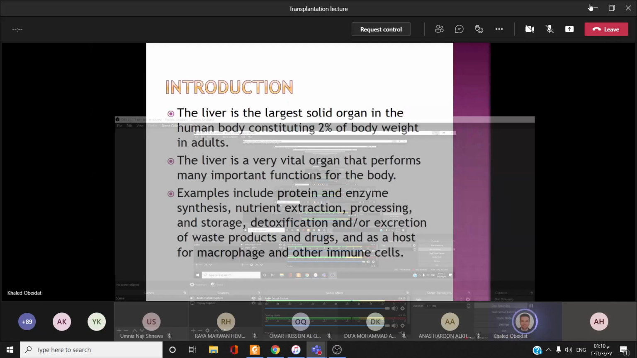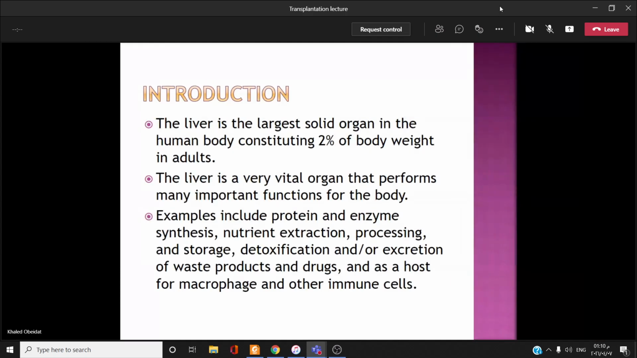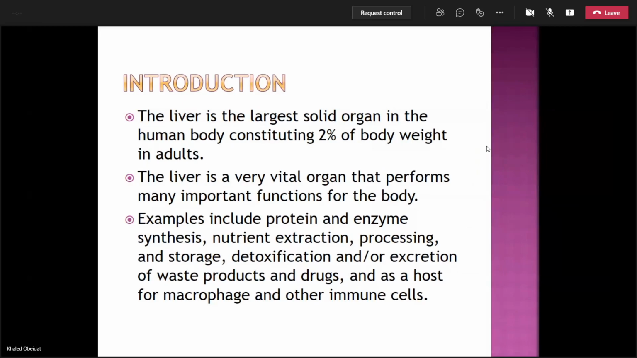2% of our body weight. It is a very vital, important organ, and has many functions, and unfortunately we don't have a replacement for these functions if the liver fails. Examples of functions include protein synthesis, enzyme synthesis, nutrient processing, extraction, storage, metabolism and excretion of drugs and waste products.